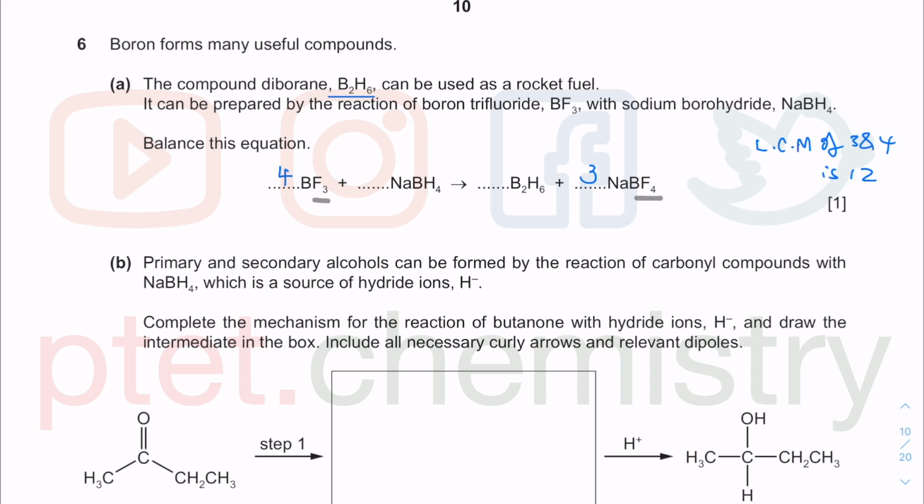And what next? If we have 3 sodium, we must have 3 sodium there. If we have 4 times 3, which is 12 hydrogen, we must have 2 B2H6. Now 4 boron plus 3 boron is 7 boron. 2 times 2 is 4, 4 plus 3 is 7 boron. This equation is now balanced.